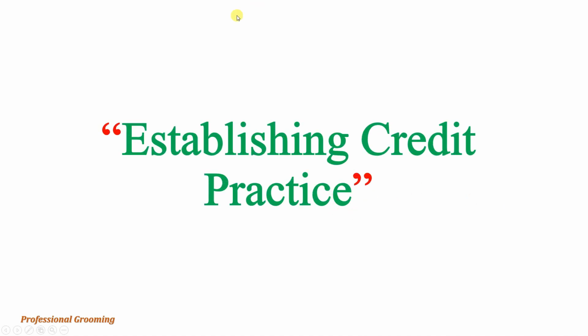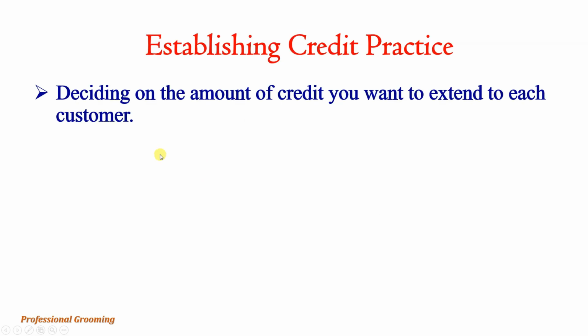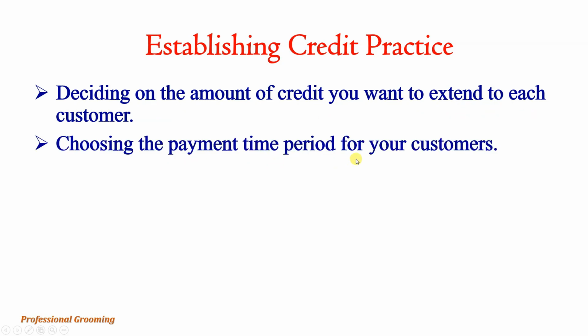So let's start with establishing a credit practice. This is the first phase of the process of accounts receivable. Deciding on the amount of credit you want to extend to each customer. Choosing the payment time period for your customer, like when your customer will pay you back, like after 30 days, after 60 days, after 90 days, after 15 days, whatever the terms will be, you need to mention those terms.